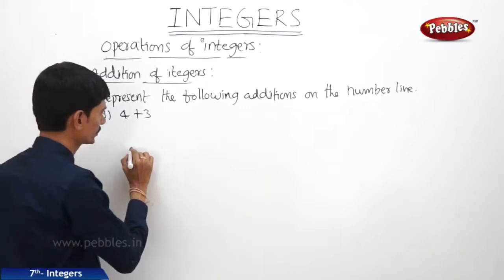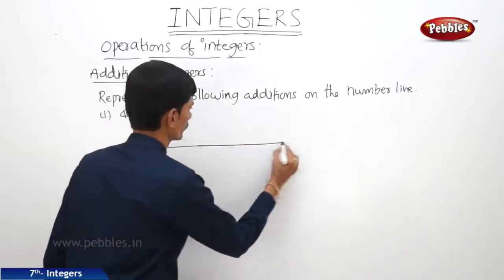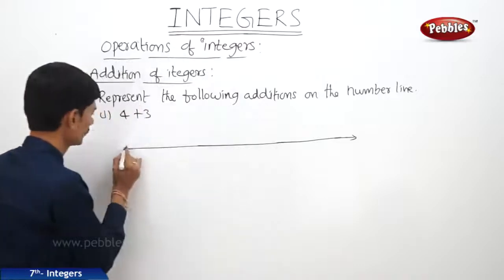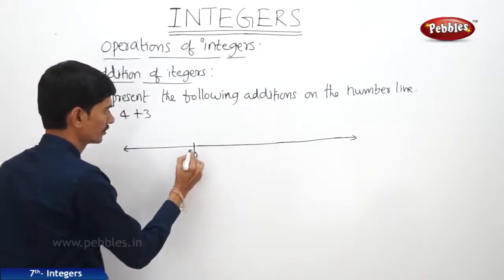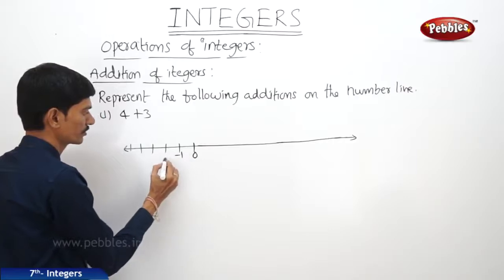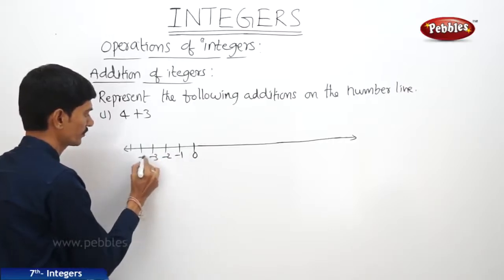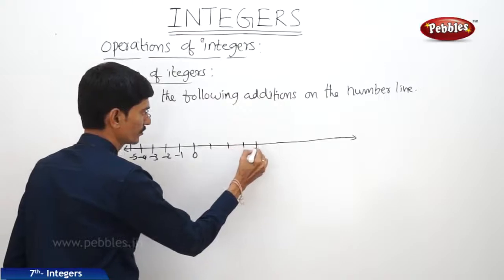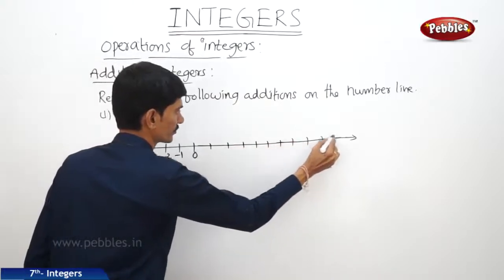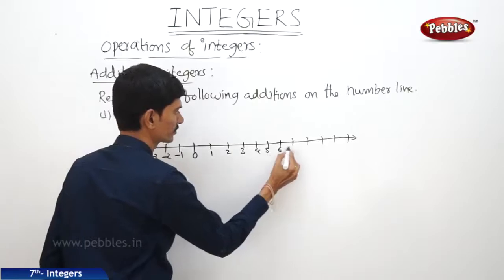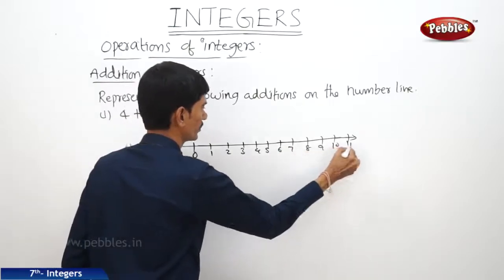As we have discussed just before, first let us draw the number line, and on the number line we will take 0, then left side to 0 we take negative integers as minus 1, minus 2, minus 3, minus 4, minus 5, and right side to 0 we take positive integers 1, 2, 3, 4, 5, 6, 7, 8, 9, 10, 11.